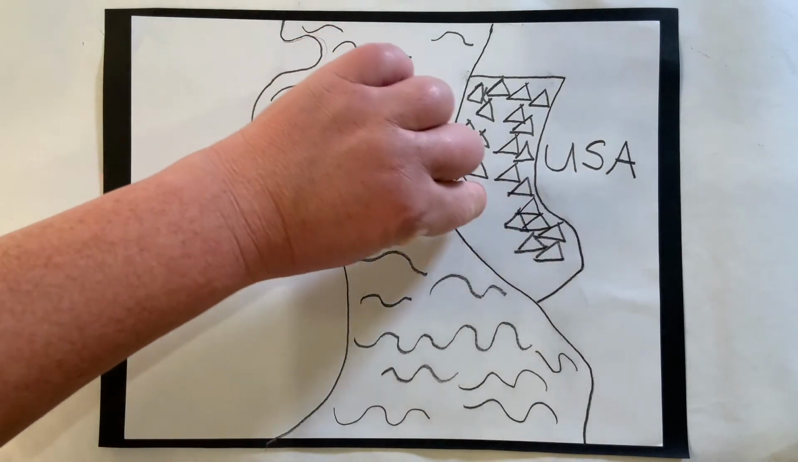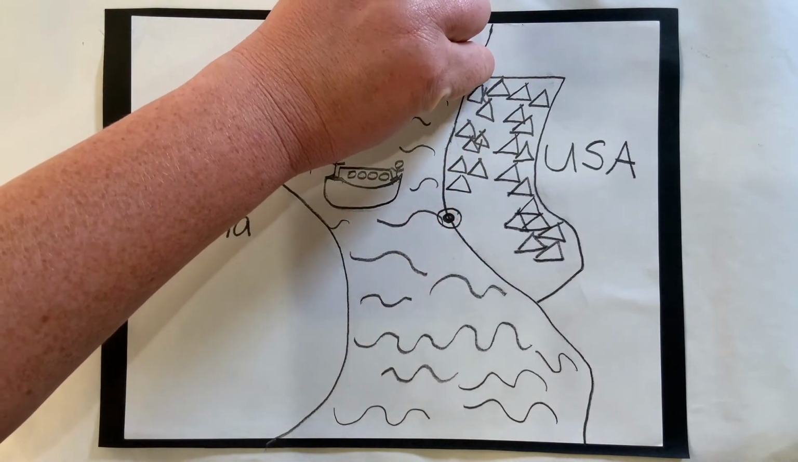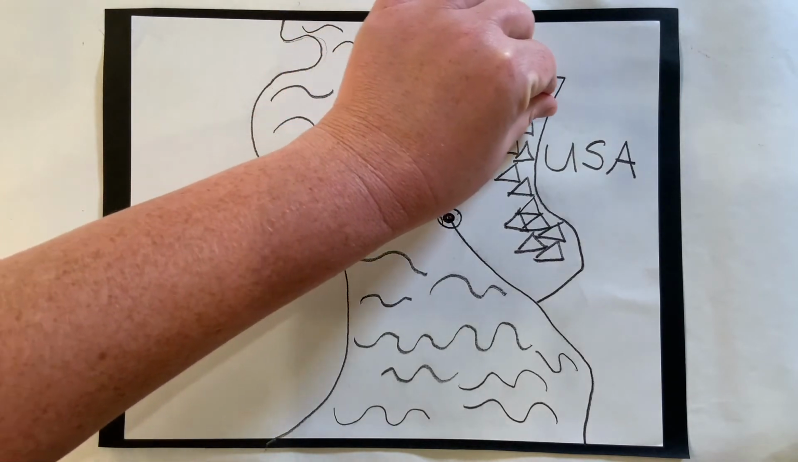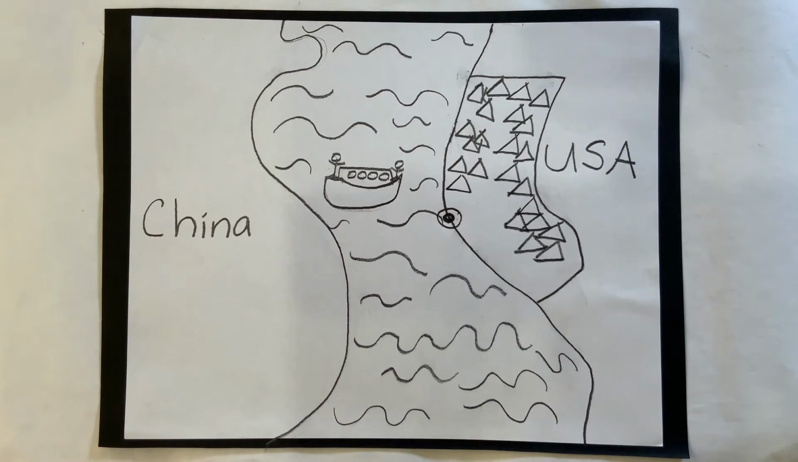So you're going to draw some triangles going on top of San Francisco. Go across and bring your triangles all the way back down almost to the bottom of the state. That's how many mountains there are in California.